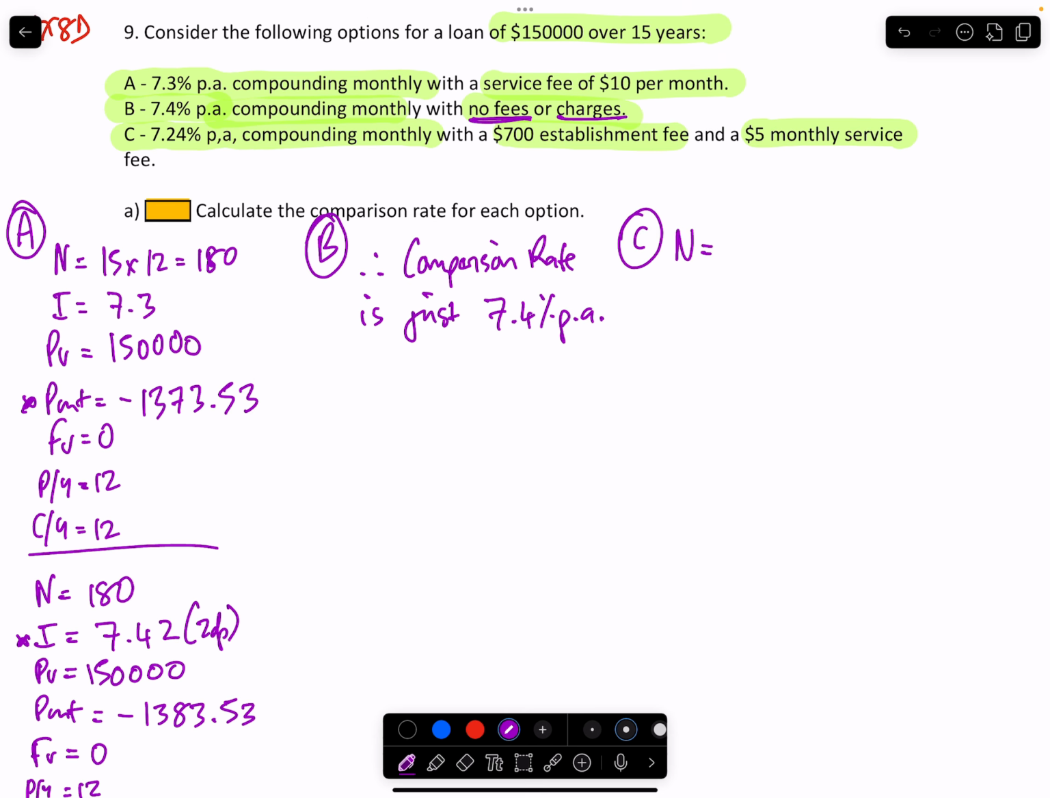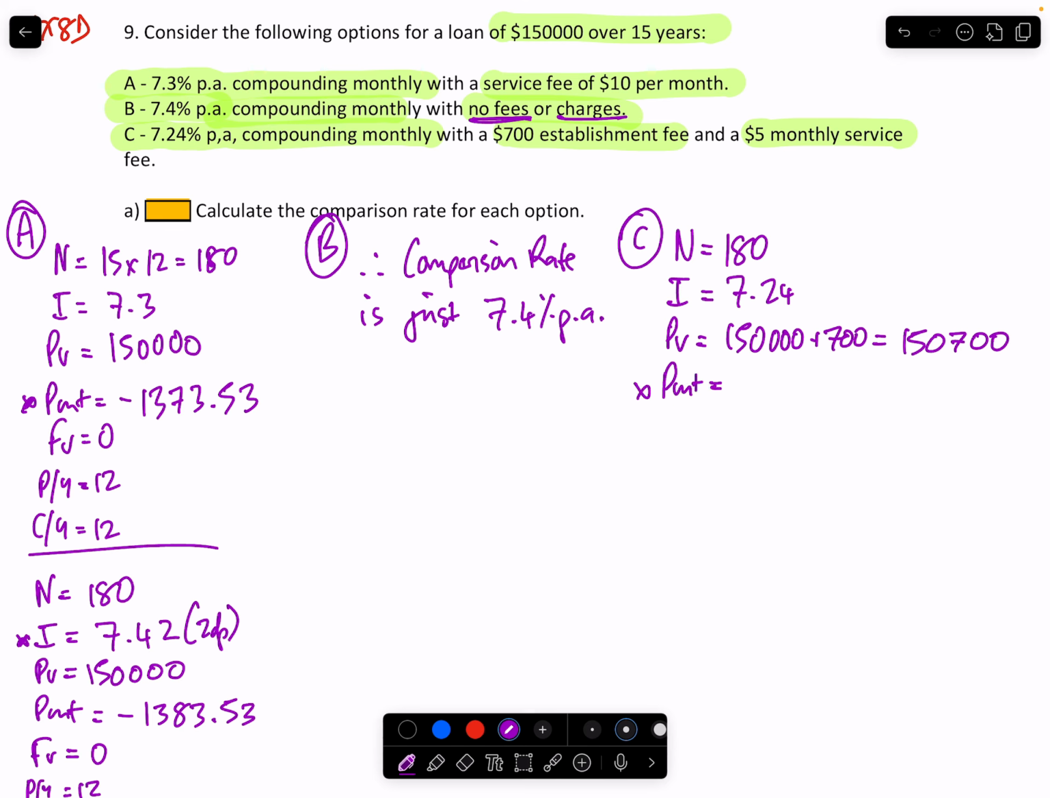So we need to do the working. 180. Interest is 7.24 this time. 7.24. PV is going to be 150,000 plus the 700 establishment fee, so it's going to be 150,700. We're working out the payments for this, including the extra 700. I don't want to owe the bank anything at the end. PY is 12, CY is 12.